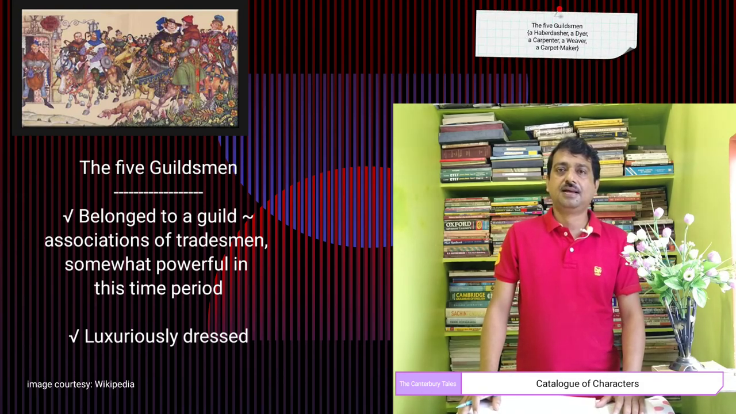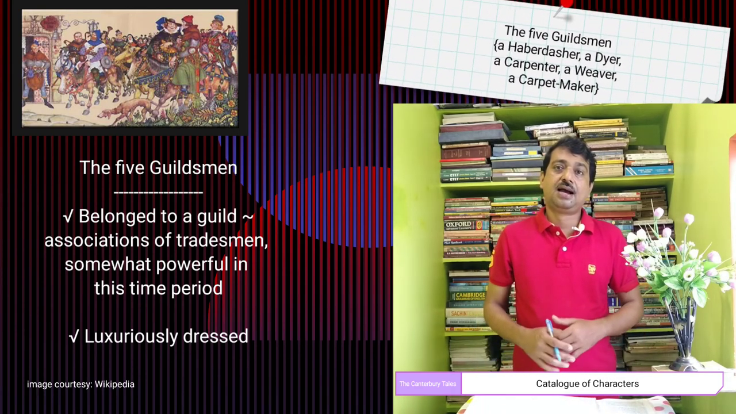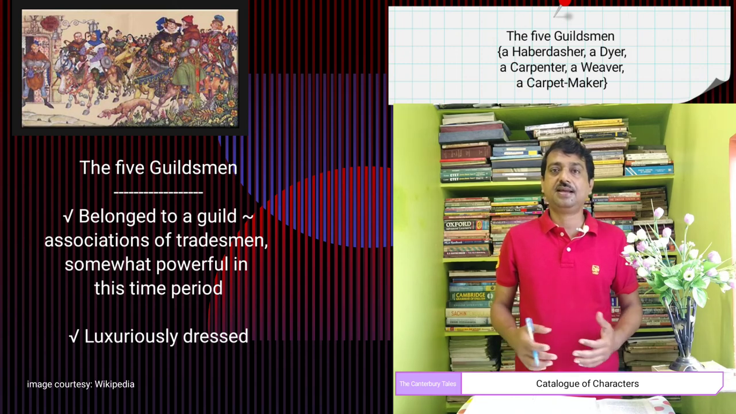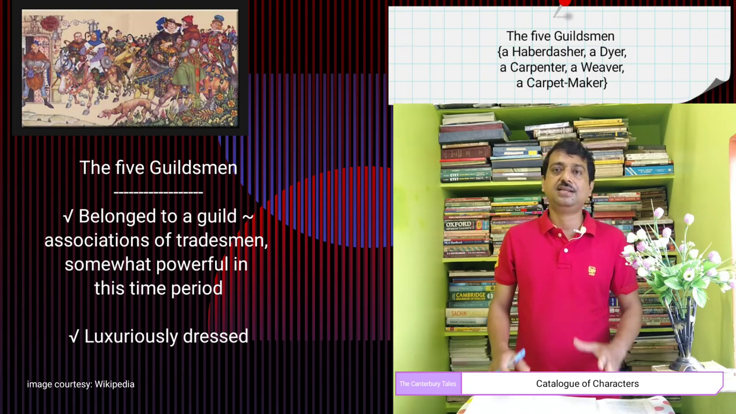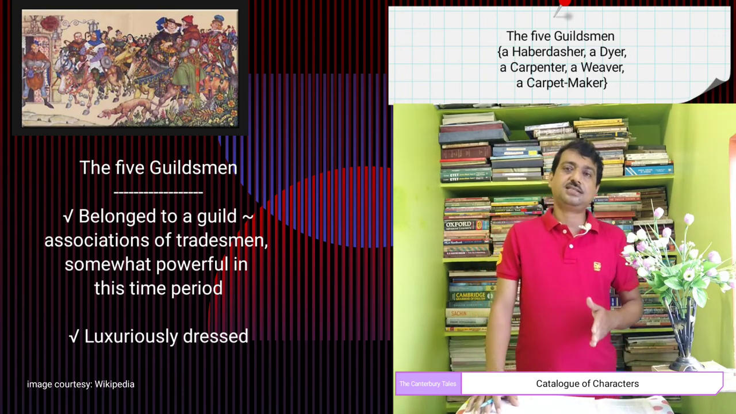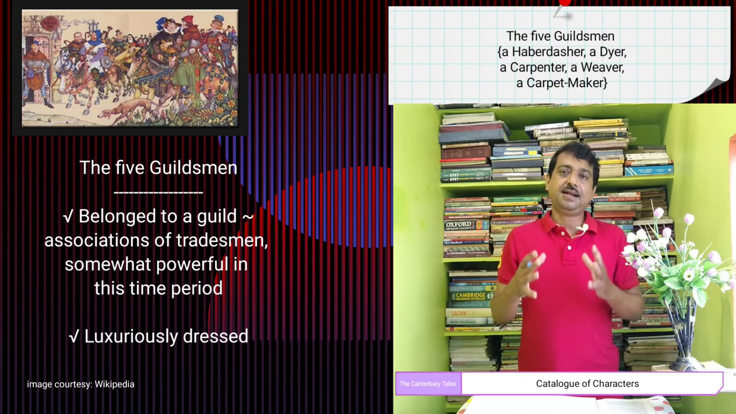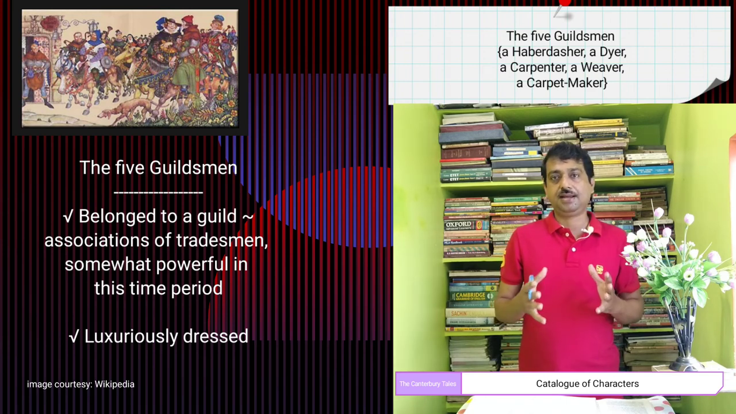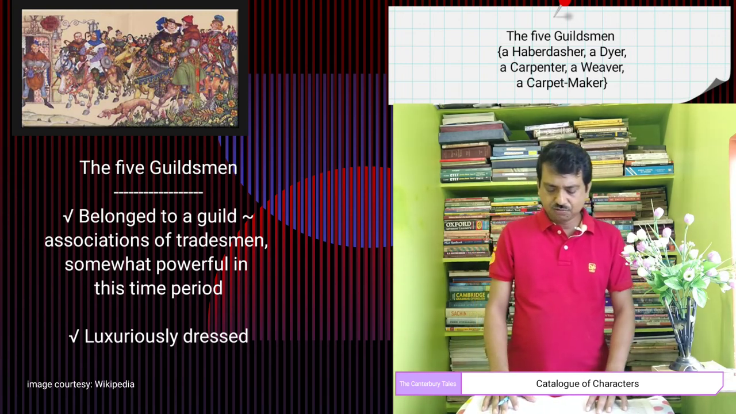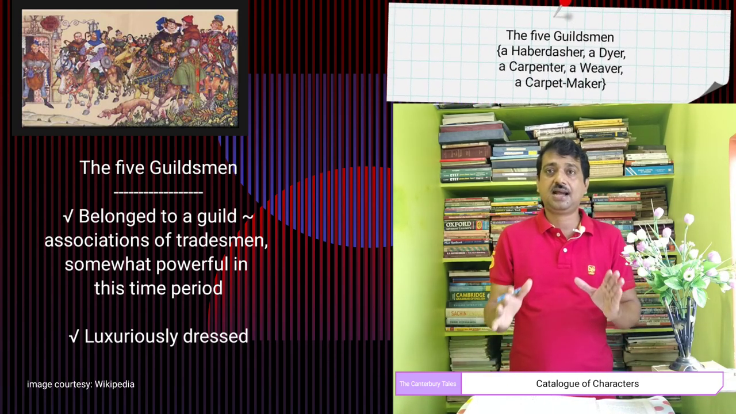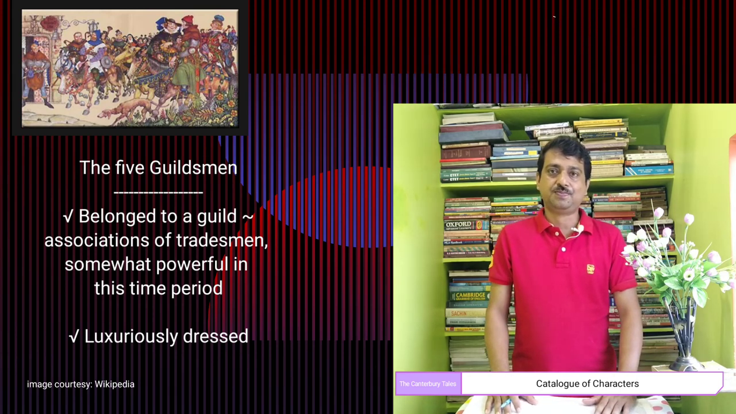There are a few other characters, the five guildsmen, notably a haberdasher, a dyer, a carpenter, a weaver, and a carpet maker, belonging to a guild, somewhat powerful in their time. They are luxuriously dressed, and their wives are demanding and controlling. They want servants to carry their mantles and trains like a queen. They are the emerging social merchant group, and that merchant group is being highlighted here, the group to which Chaucer also belongs.